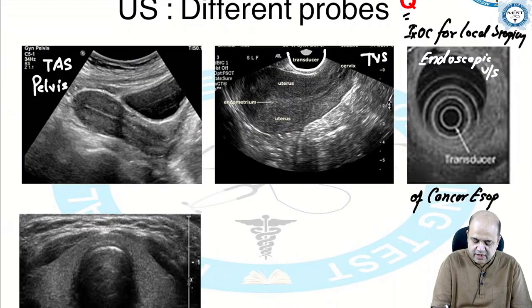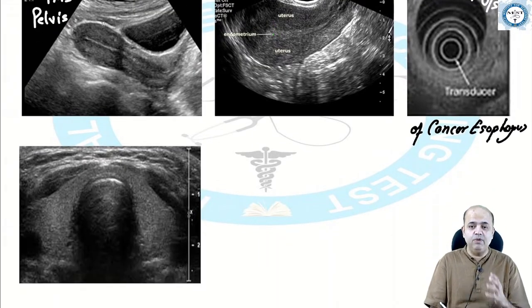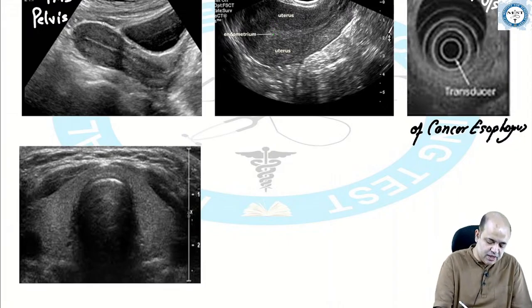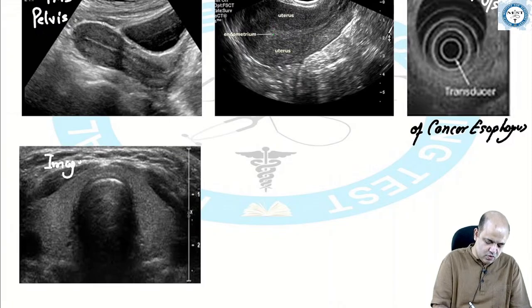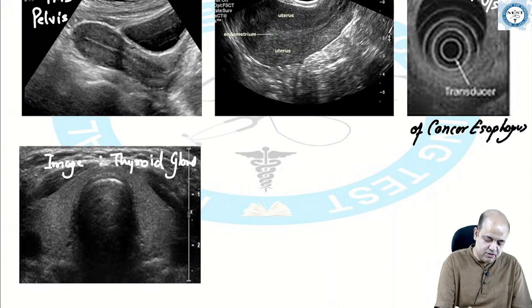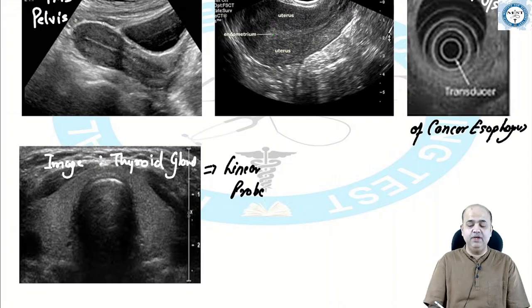Local staging of cancer esophagus. This is a linear probe. Linear probes are used for evaluating the superficial structures. So this is an image of thyroid gland, and this has been done with the linear probe.